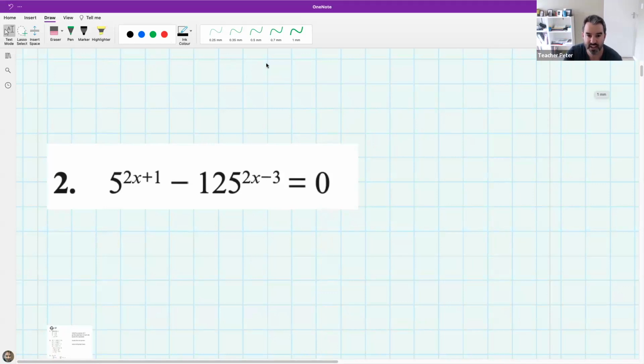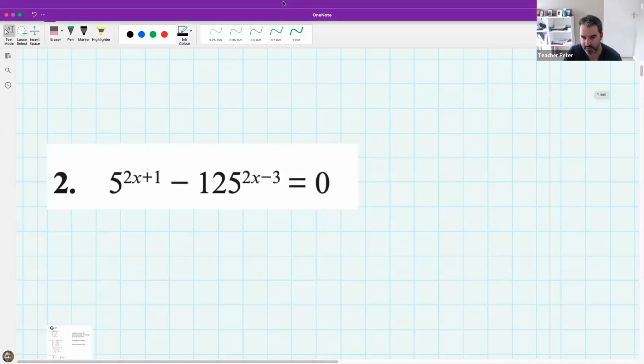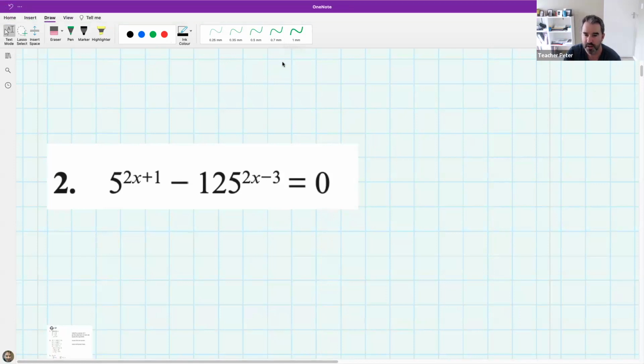So Nicole has said we don't have the same bases. I agree with you, Nicole. Does anybody have an idea of what the base we would like it to be is? Or what a first step may be? What would your first step be? So Naledi has given a very nice tip. Naledi has said, look, I know that 125 can actually be broken down to be a power of 5 as well. And Naledi, I completely agree with you.